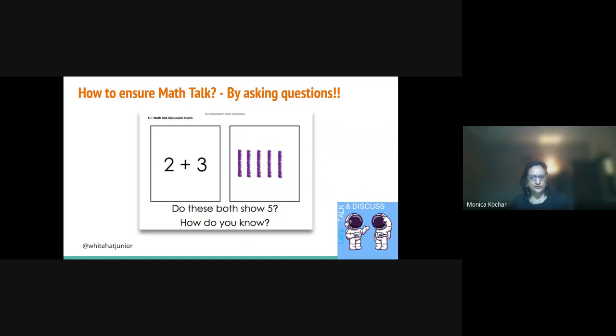How do you know both of them show 5? And then the child will say something, asking someone else, do you agree with this, what child number 1 has said? Asking child number 2, asking child number 3, do you have something else to say here? So this is a part of inquiry-based learning. And the only thing the teacher is doing is asking questions.